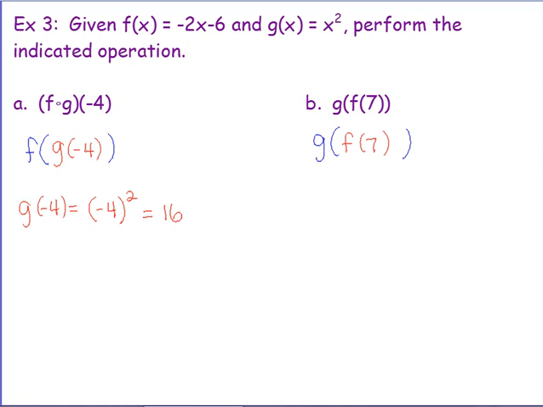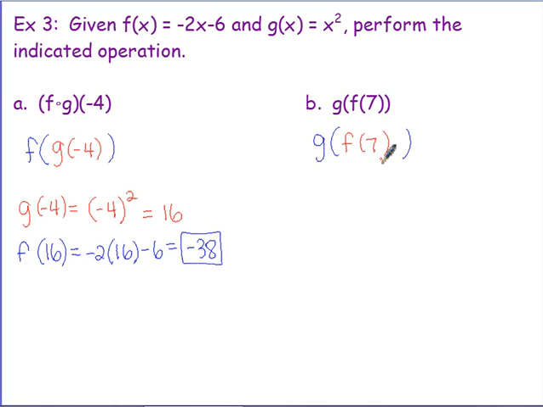So now we're switching to blue. So F of 16. We're going to put 16 in the F equation right here: -2 times 16 minus 6. And you should have gotten a final answer of -38. Hopefully you got that one right. Let's look at the next one and see if you did this part right.